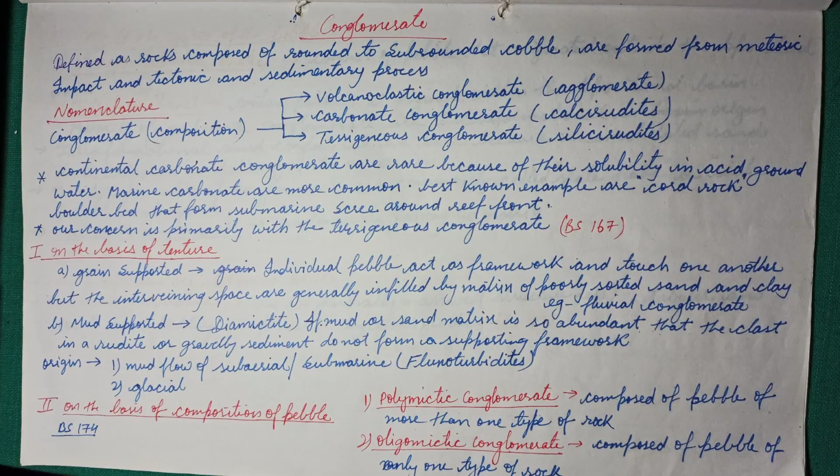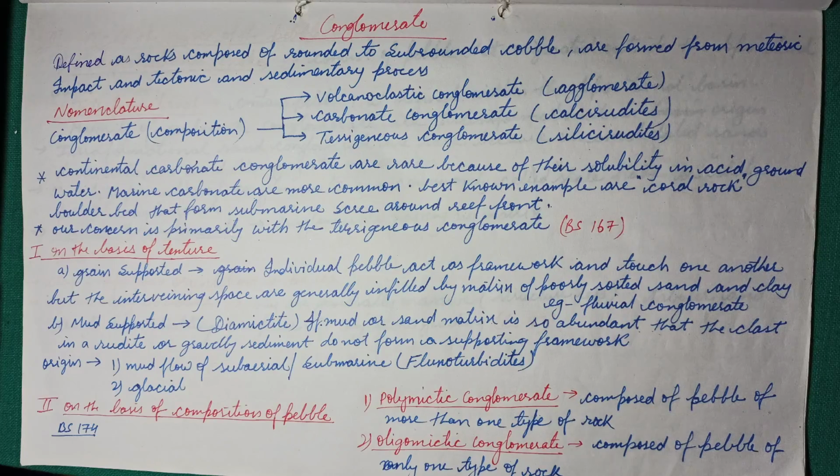So the rocks greater than 64 millimeter size are going to form conglomerate, and these conglomerates may also form from meteoric impact. Okay, these meteors may also form conglomerate. The tectonics and the sedimentary process are all responsible for the formation of conglomerate. Now these nomenclature are important. There will be one question in every exam from simply conglomerate.